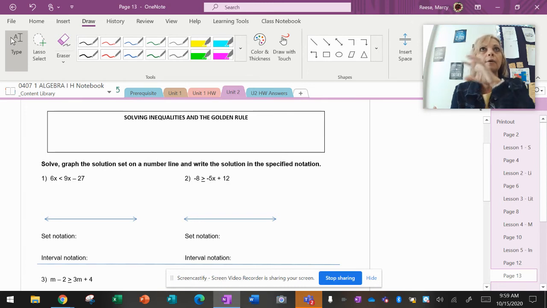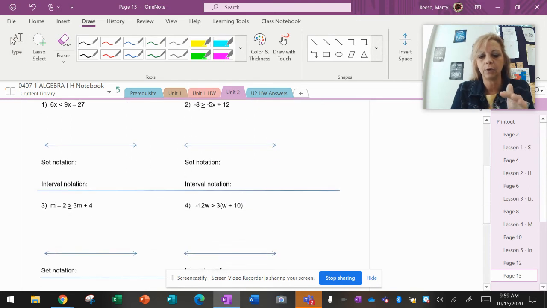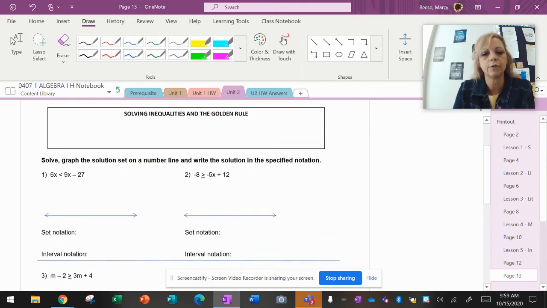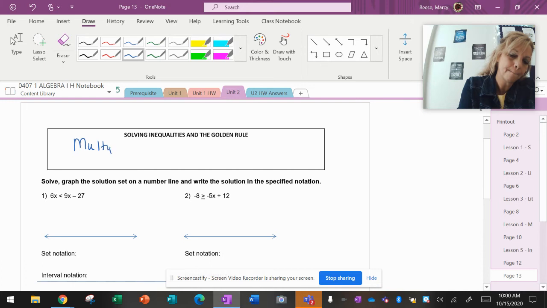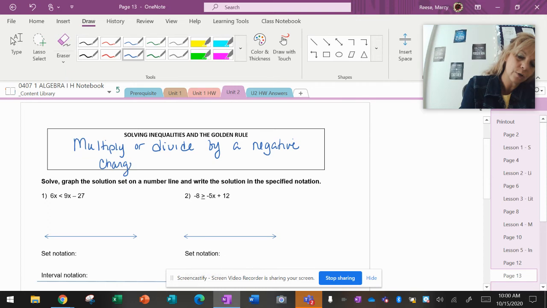So now the ones that I gave you before were already solved. They were inequalities that already had x by itself. These down below, you can see, don't have the variable by itself. So we're going to have to solve inequalities. And there's a golden rule with this. When you multiply or divide by a negative, you have to change the inequality sign. Okay?